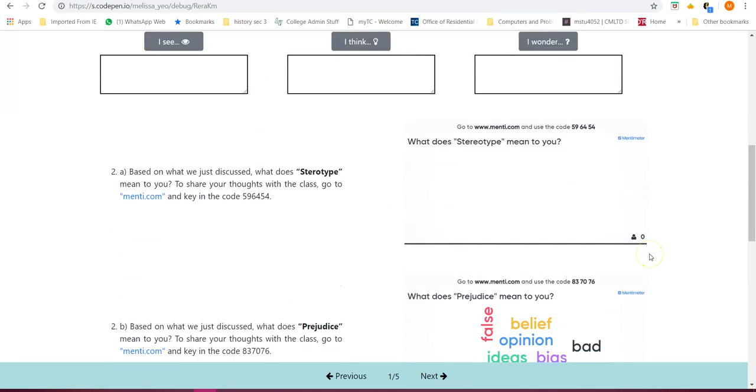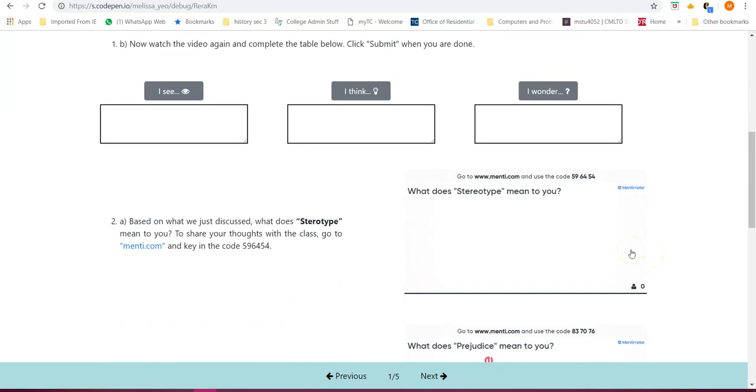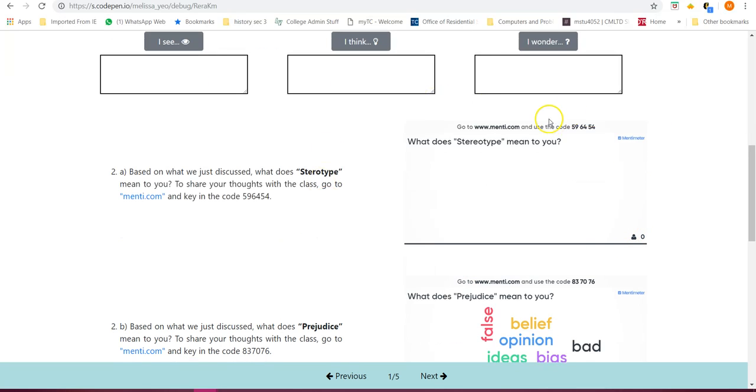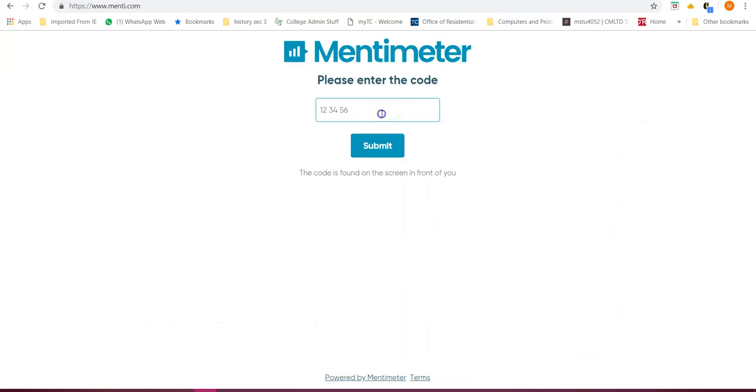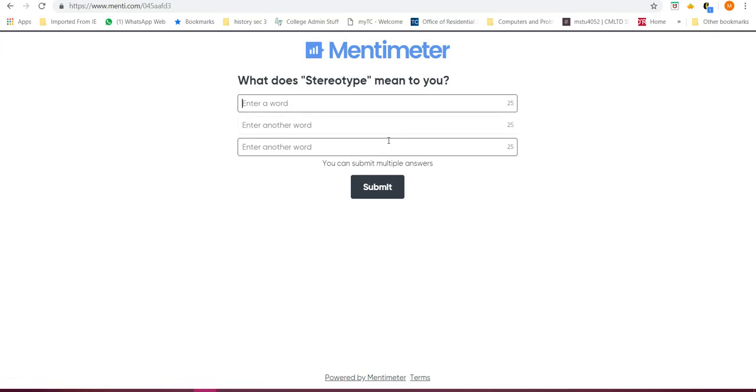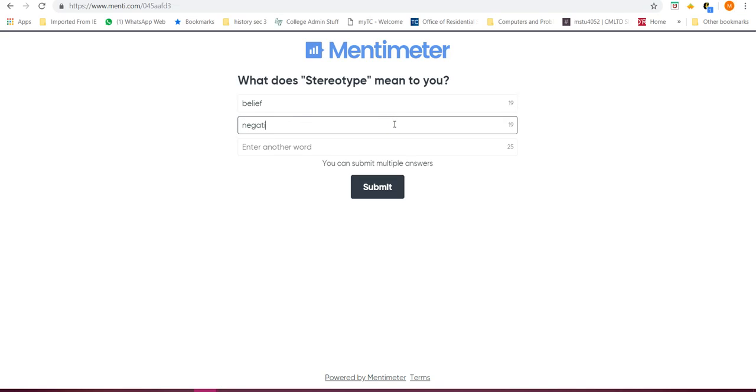Moving forward, knowing that in recognition of learning being a social process, I actually embedded these Wordle activities. So basically how it works is that each student goes to the particular website, keys in the code, and then they are able to submit the answer. So what does stereotype mean to you? It could mean a belief. It could mean a negative thing.